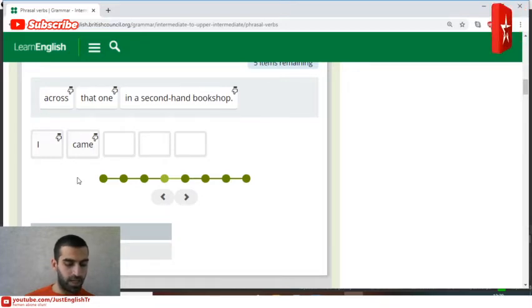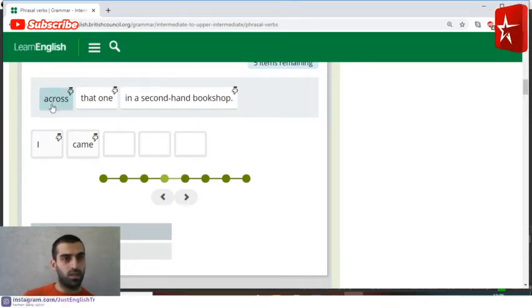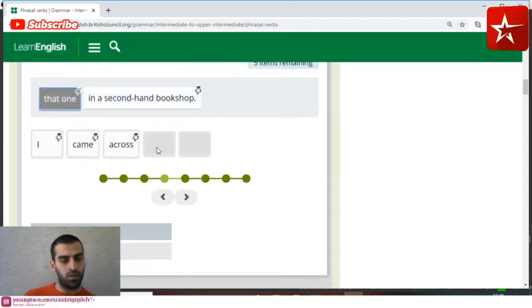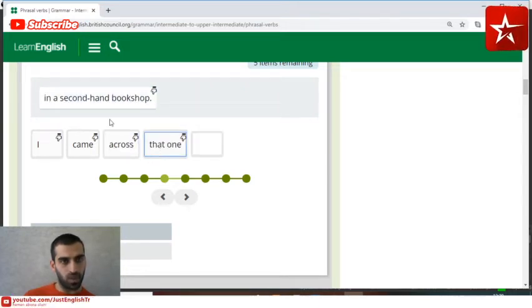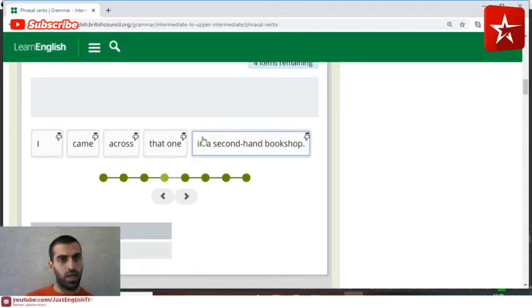Bishra says, I came across that one in a second-hand bookshop. That's the fantastic answer that you made. I came across that one in a second-hand bookshop. Thank you, Bishra.